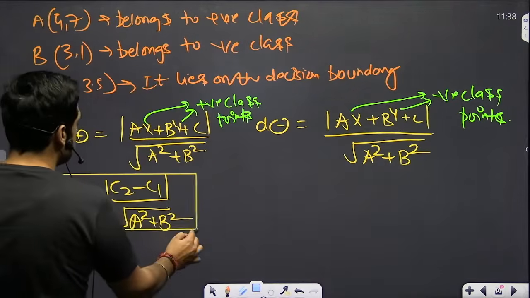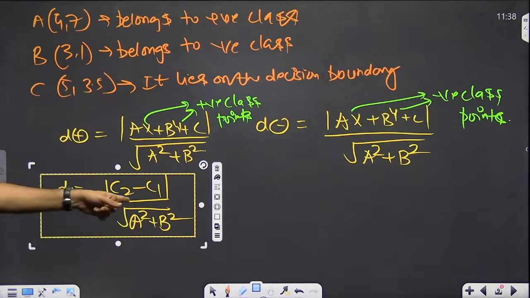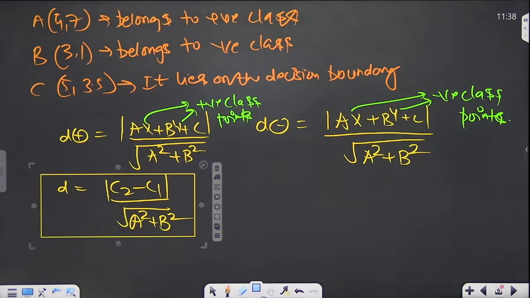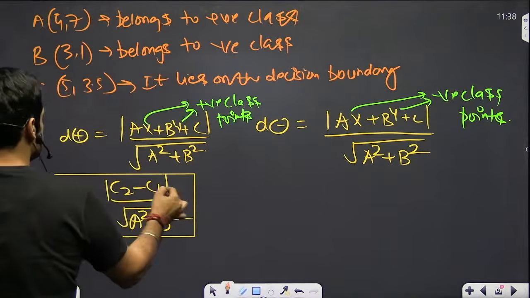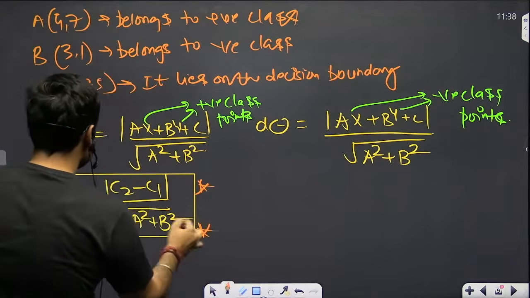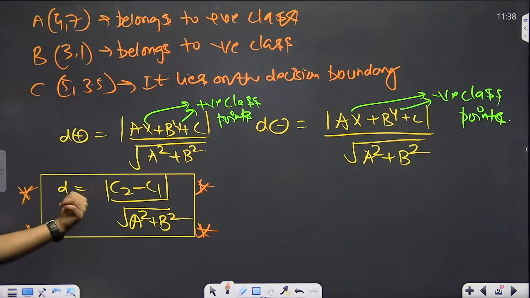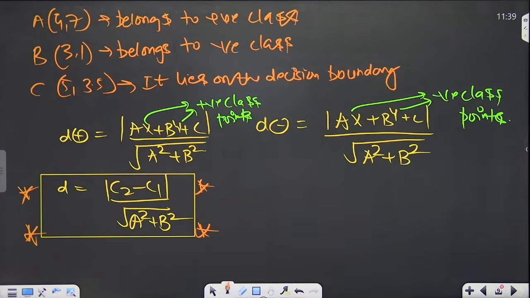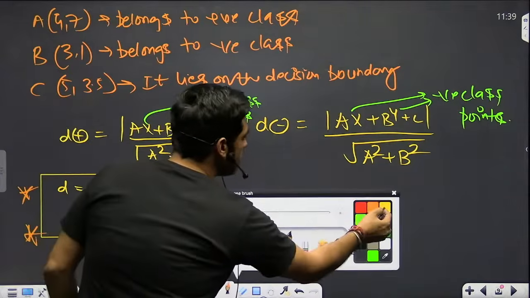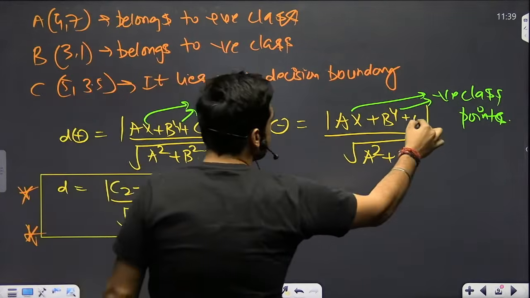If at all you don't remember anything, this you should remember. This formula is important. So margin of separation is defined as mod of c2 minus c1 upon under root of a square plus b square. And here also write c1. This is c2.